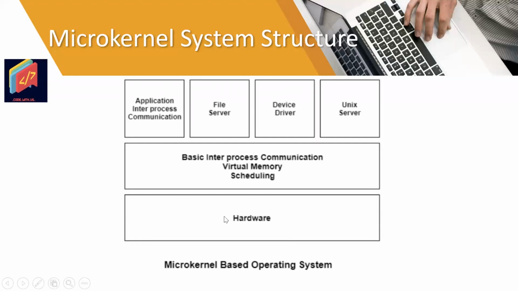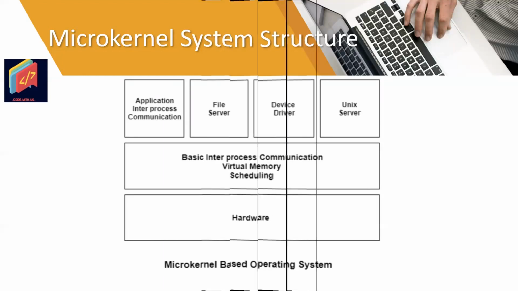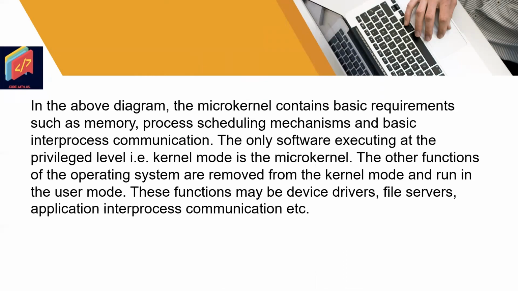Let's discuss this diagram briefly. In the diagram, the microkernel contains the basic requirements such as memory, process scheduling mechanisms, and basic inter-process communication. It is the only software executing at the privileged level. That means the kernel mode is nothing but the microkernel. The other functions of the operating system are removed from the kernel mode and run in user mode. These functions may be device drivers, file servers, application inter-process communication, etc.